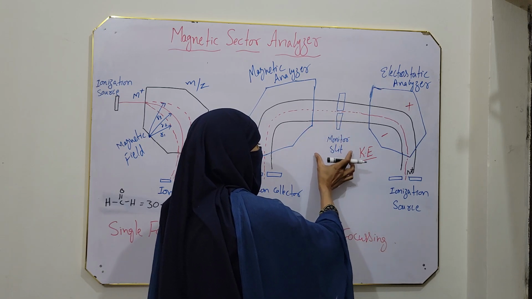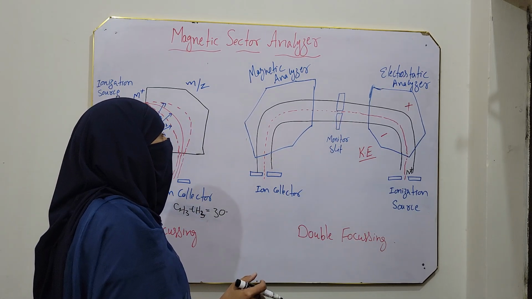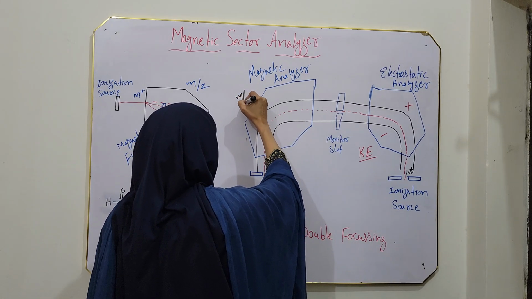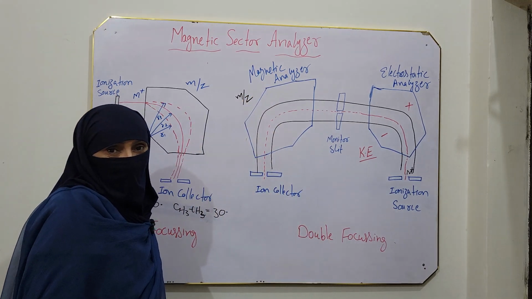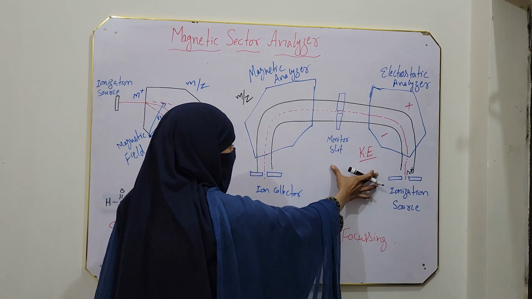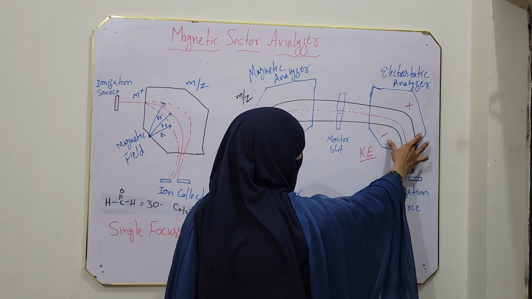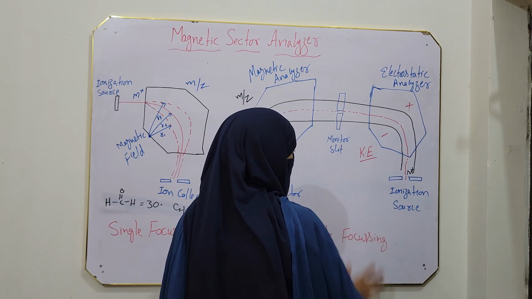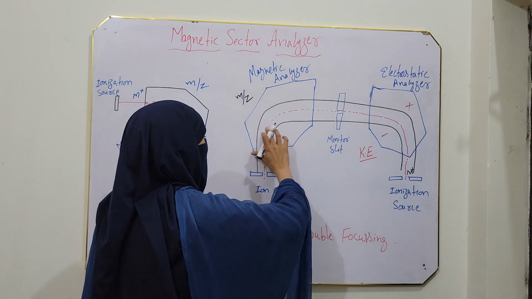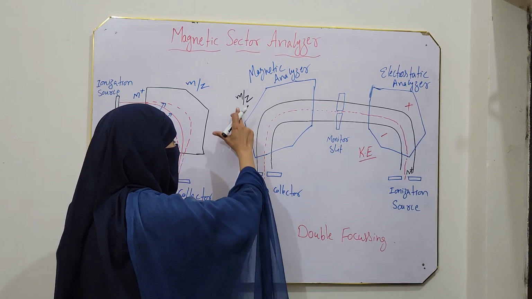Then through a monitor slit, these ions enter the second half, which is the magnetic sector analyzer. This analyzer separates ions according to their mass to charge ratio. I mean again, ions with different mass to charge ratio are separated. So two times focusing is performed, so it is called double focusing. First the ions are separated in the electrostatic analyzer on the basis of kinetic energy. The separated ions again enter the magnetic sector analyzer, and here separation of ions occurs according to their mass to charge ratio.